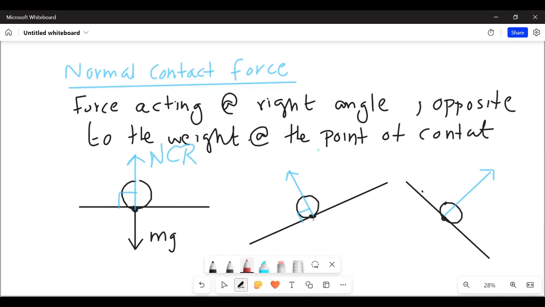Okay, so that's the basic concept of normal contact force: wherever there's contact, there's weight, and there's going to be an opposite reaction in the form of normal contact force. So as the particle exerts a force onto the surface, the surface exerts an opposite force in the opposite direction at a 90-degree angle.